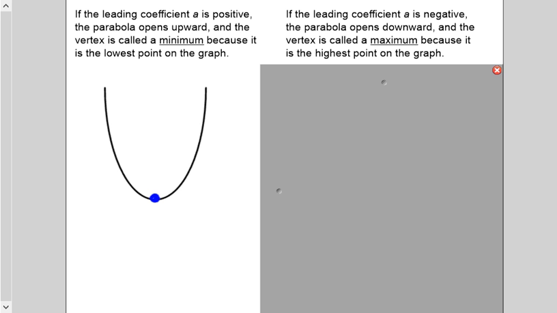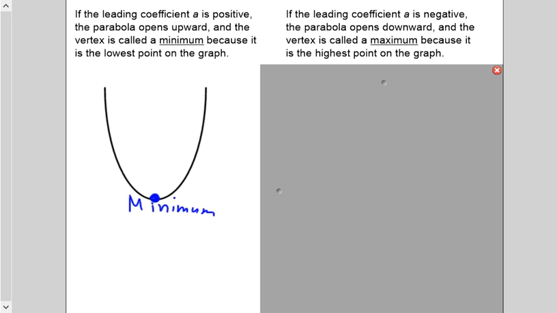Okay, there's two different types of vertex. There's the minimum when it's the lowest point. The vertex is called the maximum when it's the highest point, and that's the next one we'll do. So this is the minimum because it's the lowest spot that there is on that graph.